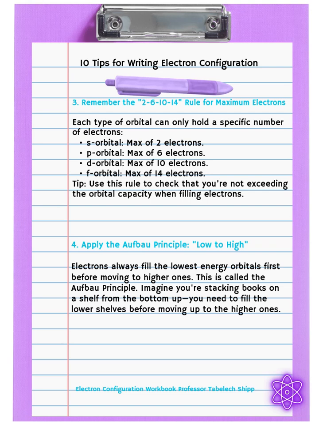Now, tip number 4 talks about Aufbau Principle, meaning low to high. Electrons always fill the lowest energy orbitals first before moving to higher ones. This is called the Aufbau Principle. Imagine you're stacking books on a shelf from the bottom up. You need to fill the lower shelves before moving up to the higher ones. So that's an example that you can use to remember rule number 4.